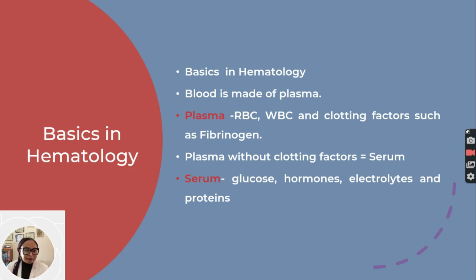Blood is made up of plasma. And when you think about plasma, you think about everything: the red blood cells, your white blood cells, your clotting factors, such as your fibrinogen. But if you remove the clotting factors from your plasma, what you'll get is what we call serum, which is predominantly made up of proteins, electrolytes, glucose, and hormones.